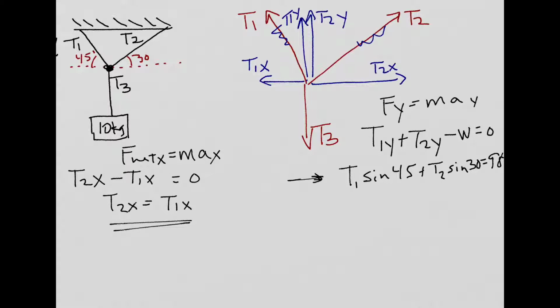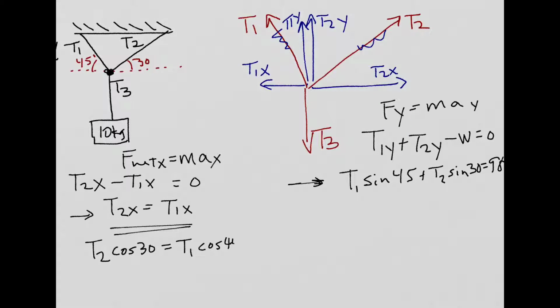So here's one equation with two unknowns. Here's the other equation with two unknowns. Let's take this one on the left a little further. In the x direction, T2 cosine of 30 degrees equals T1 cosine of 45 degrees. These are the formulas for the components. If you actually solve this, you can find out the relationship between T1 and T2, and the value is 1.22 times T2.